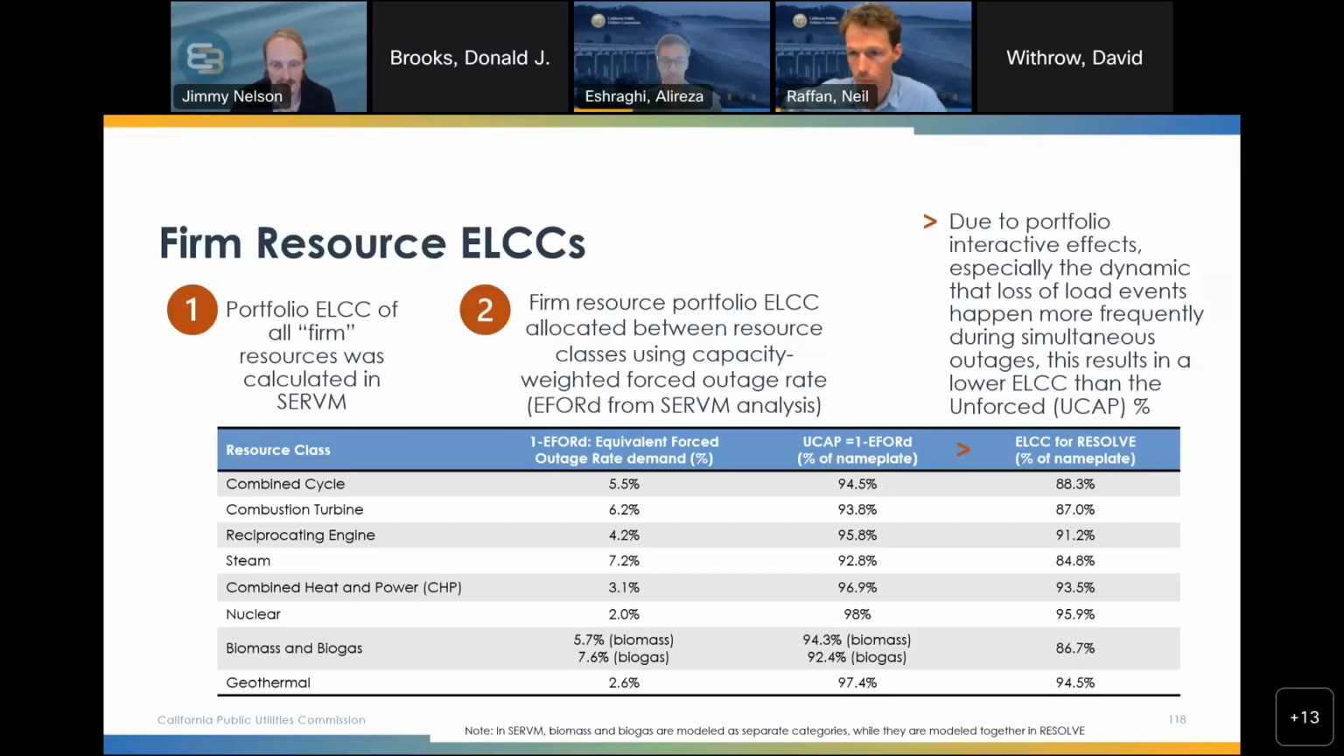So that makes it so that the reliability contribution of the firm resources is a little bit lower than their UCAP value. All right, with that, it is 2:59, and I will hand it back to the CPUC.